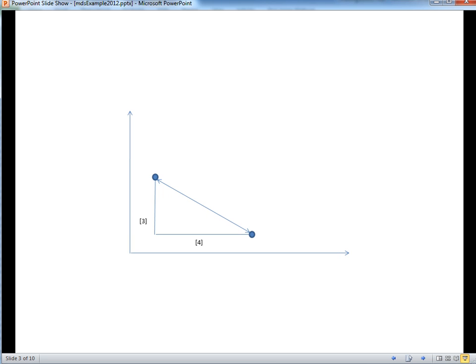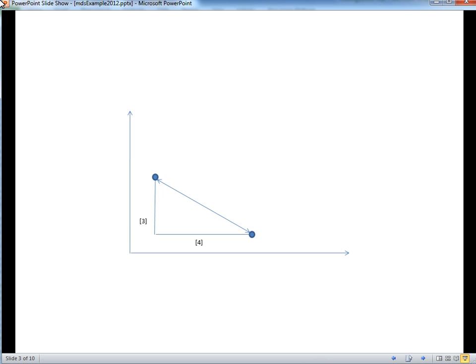And now it only is a matter of applying the Pythagorean theorem to calculate the straight line distance between these 2 points. So the formula was as follows: 4 squared plus 3 squared, which is 16 plus 9, which is 25. Now if we take the square root of 25, we get 5, and this is the straight line distance according to the Pythagorean theorem.